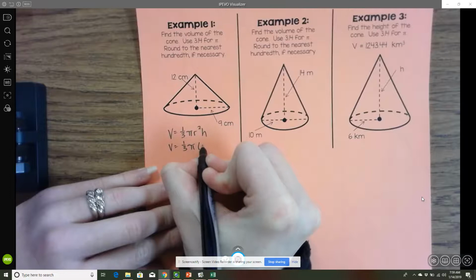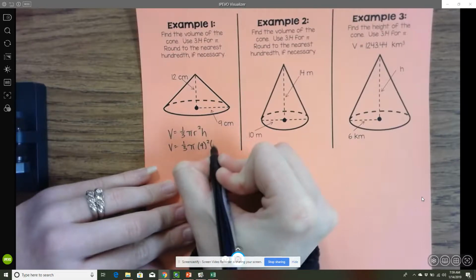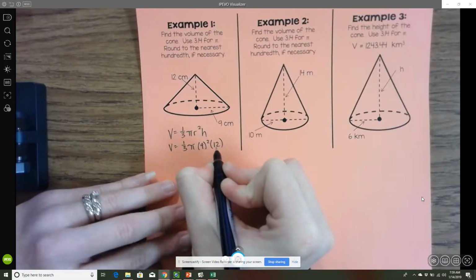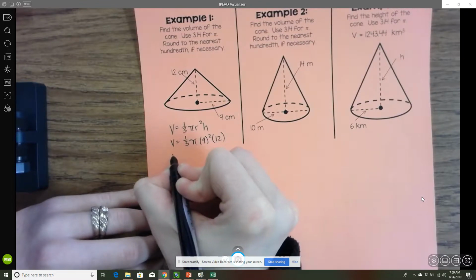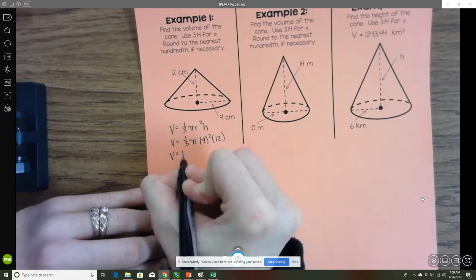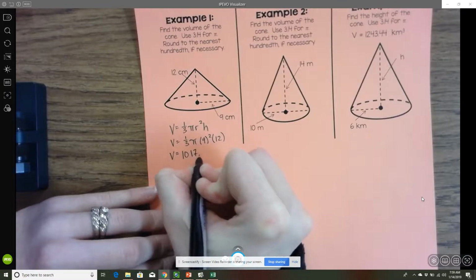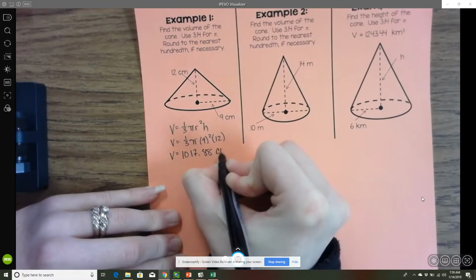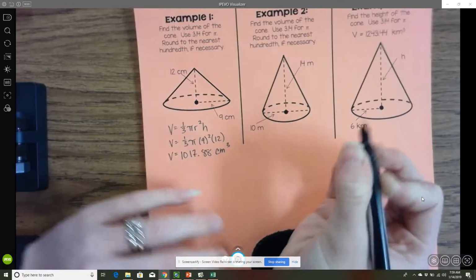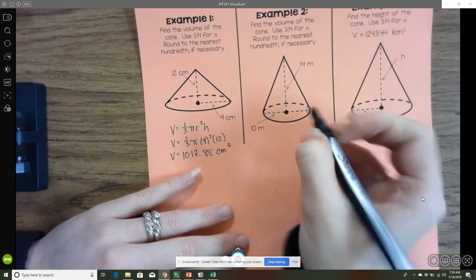And so my radius is 9. And my height is 12, and you type it in just like this into your calculator, and you would get volume equals 1017.88 centimeters cubed.